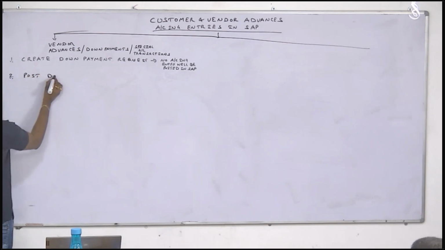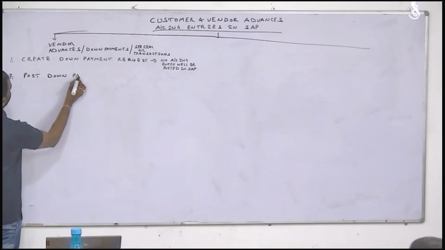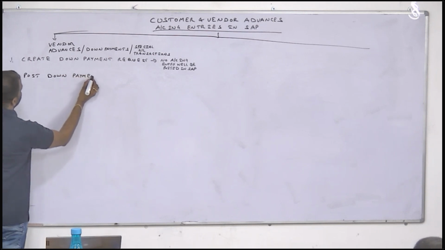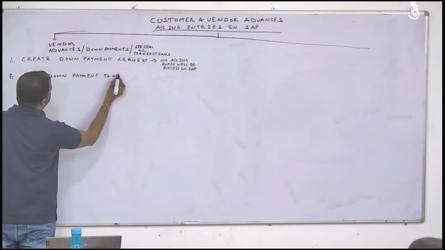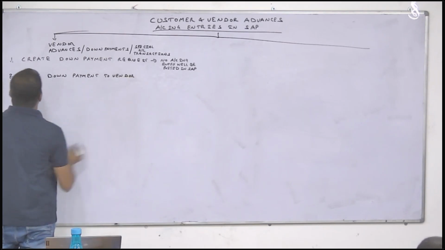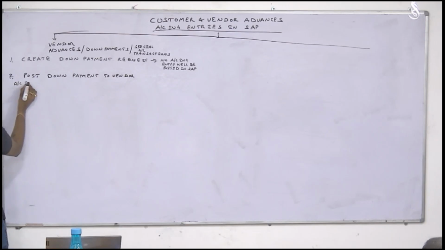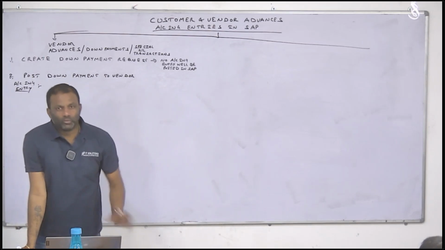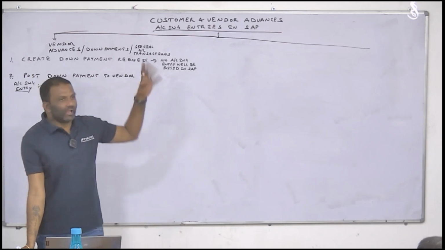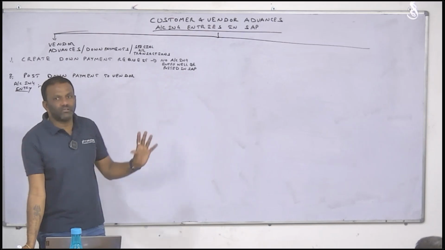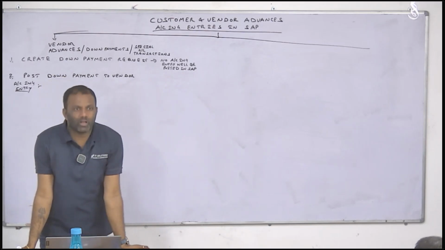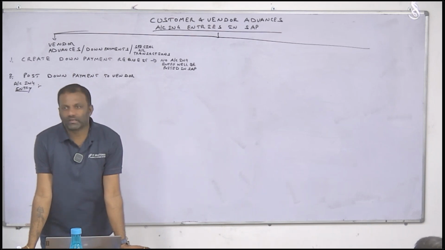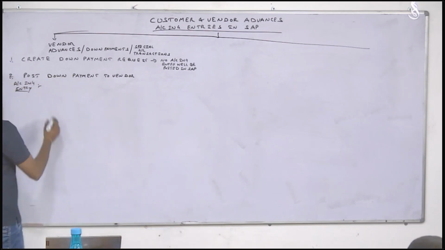Then post down payment. Post down payment to vendor. What is the accounting entry? Anyone? I don't discuss technically now; I discuss technically when we reach that concept. But first you people should understand accounting entries. You are paying an amount to the vendor. What is the accounting entry? Vendor account to bank account, or check clearing account, whatever it means.